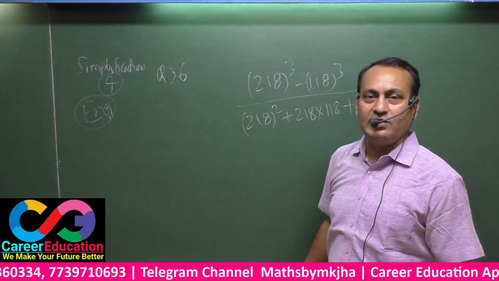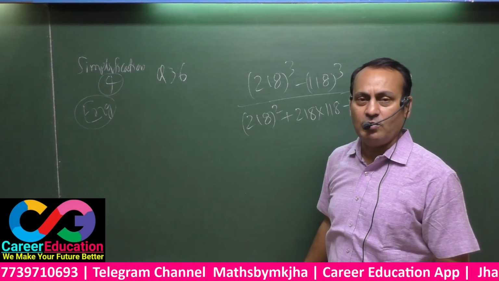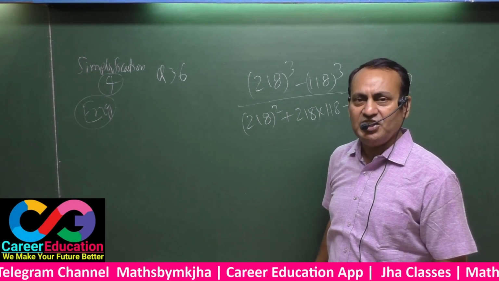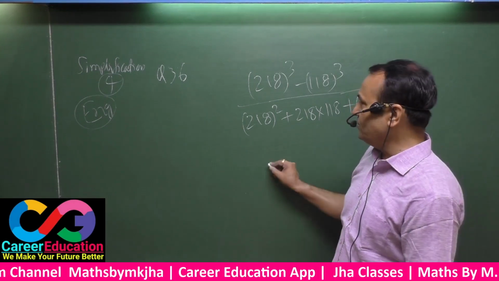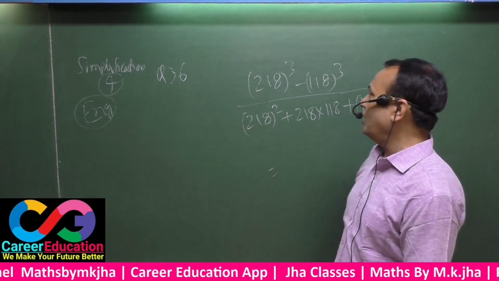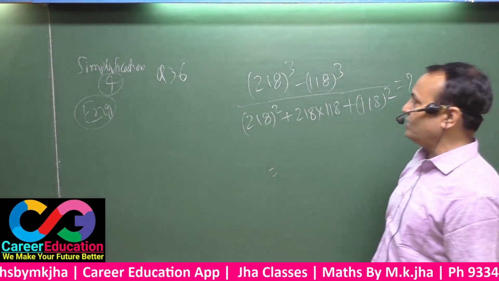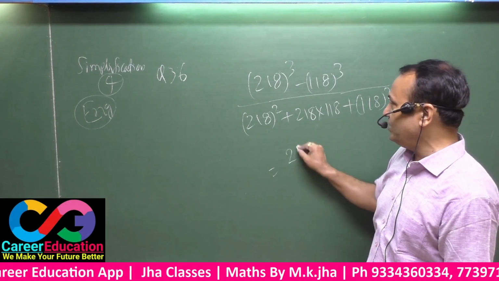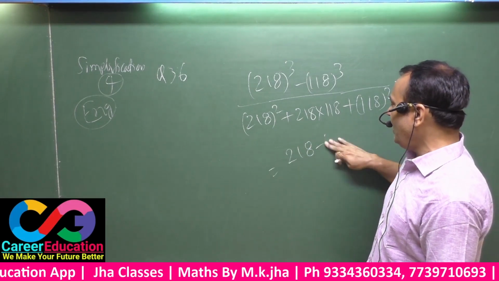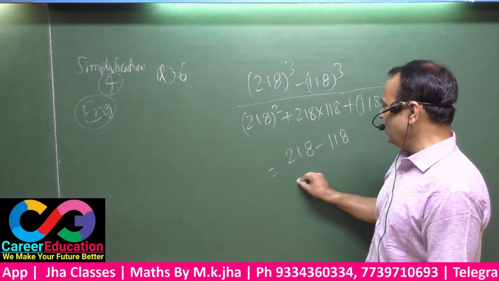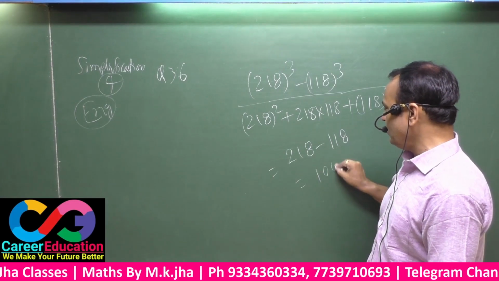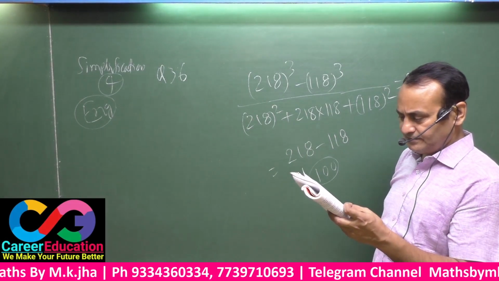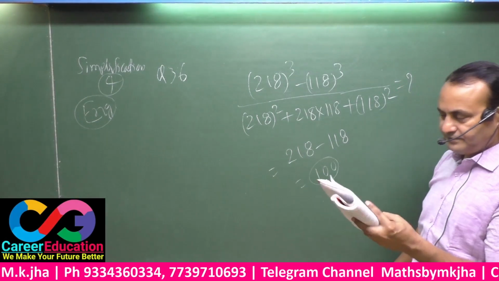That is 218 whole cube minus 118 whole cube by 218 whole square plus 218 into 118 plus 118 whole square. That means it is on the basis of a cube minus b cube by a square plus ab plus b square. That means the answer must be a minus b. This is 218 and 118. That means your answer is only 100. Note down. Question number 36, answer is 100.